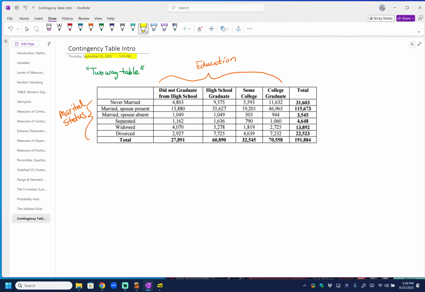So if you'll notice, the education column variable there is associated with these four totals. For example, if I wanted to know the total number of people that did not graduate from high school, then that would be 27,891. So if you look very closely, each one of these has basically a total associated with it. Same thing on the other side.